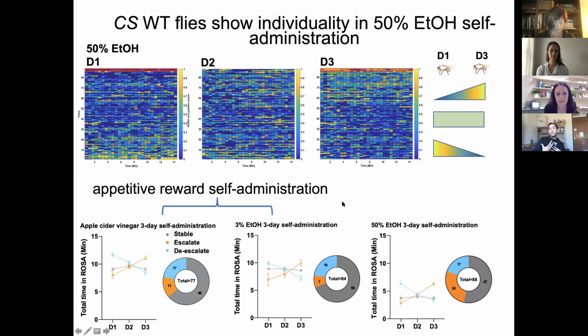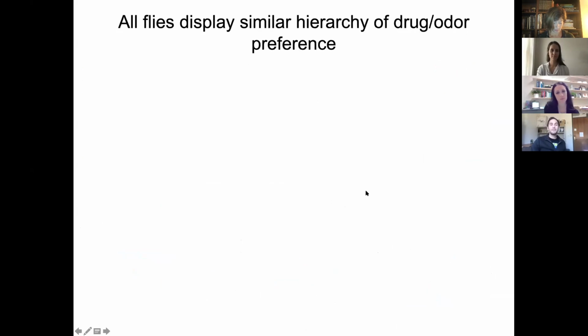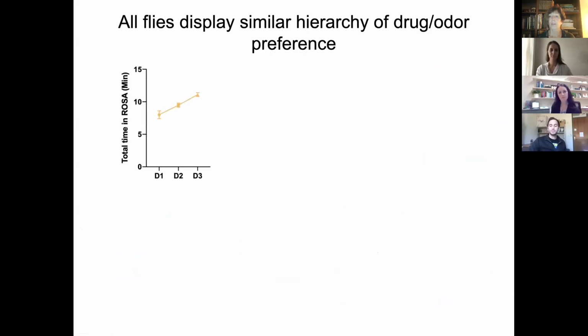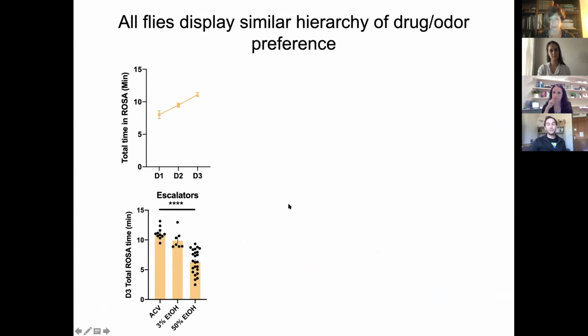But another thing that I noticed in this data set is that overall, of course, if you look at the population as a whole, they prefer apple cider vinegar more than 3% ethanol, and they prefer 3% ethanol more than 50% ethanol. So I think what this operant assay allows me to do is ask the question: in a population of flies, if we look at, let's say, just escalator flies, what is the distribution of time that they spend self-administering appetitive and drug rewards? Interestingly, they spend significantly less time self-administering 50% ethanol than they would for apple cider vinegar or 3% ethanol.